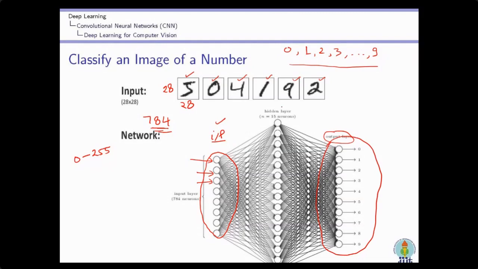Now I have to decide the number of hidden layers and the number of neurons in each hidden layer. I am showing only a single hidden layer here, but you can use any number of hidden layers. So a single hidden layer is there with 15 neurons. This is a hyperparameter.